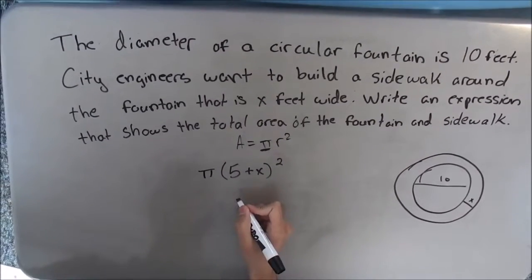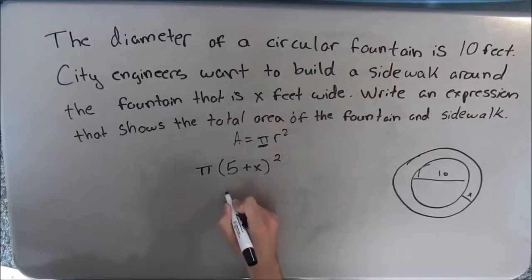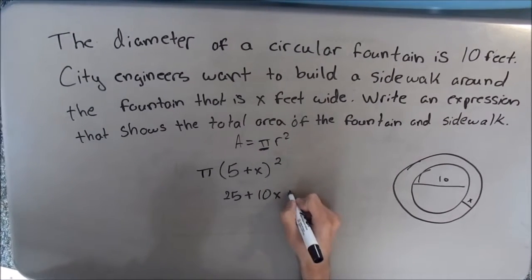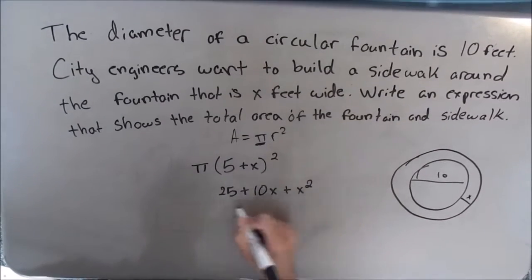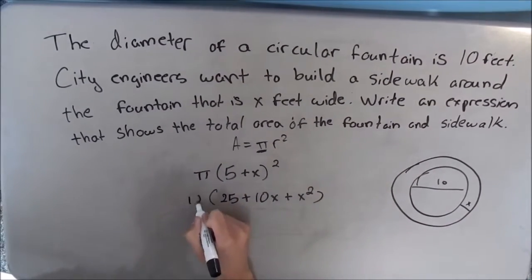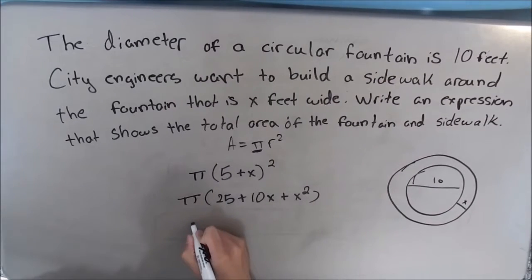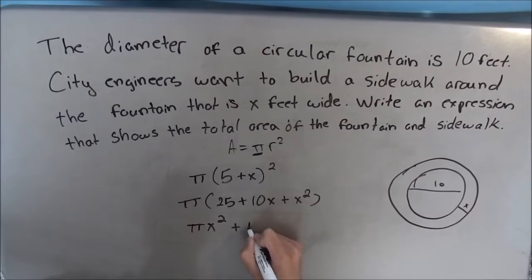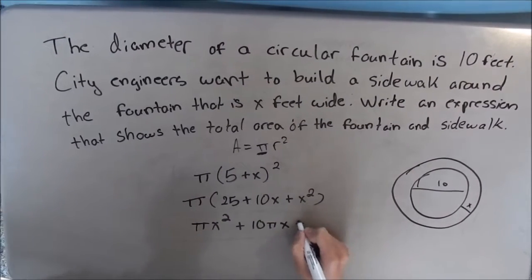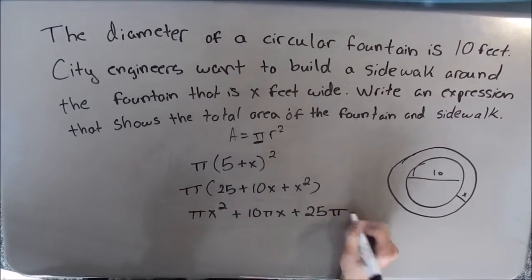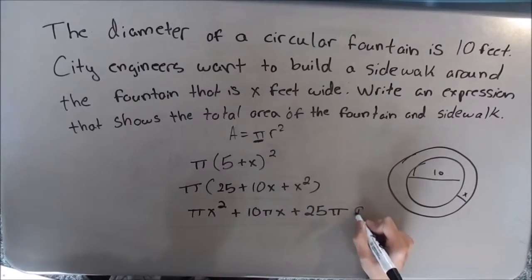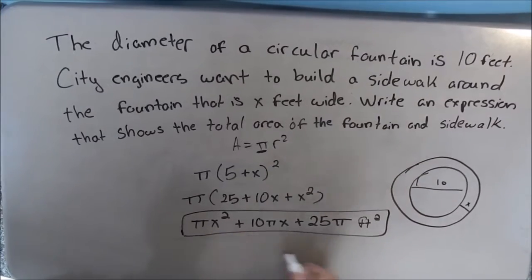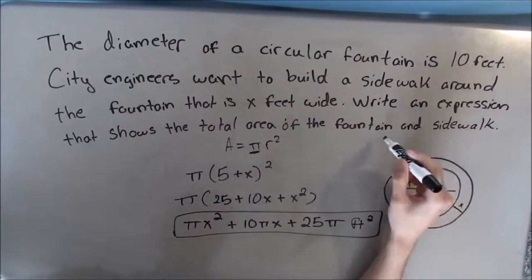So, I'm just going to FOIL this in my head. Squared. Multiply this by pi. And you get pi x squared plus 10 pi x plus 25 pi feet squared. And that is the expression that represents the area taken up by the fountain and the sidewalk.